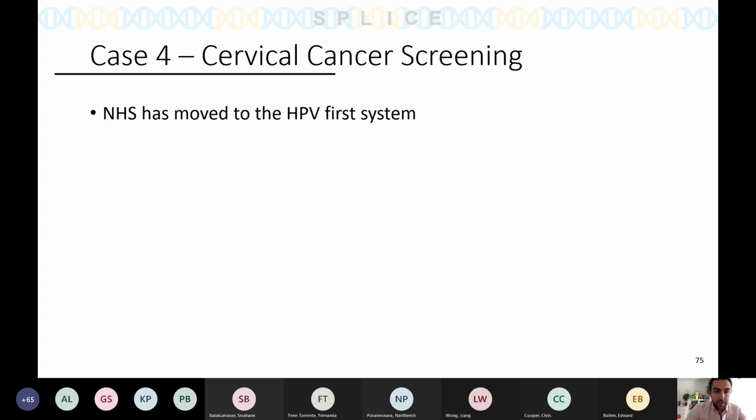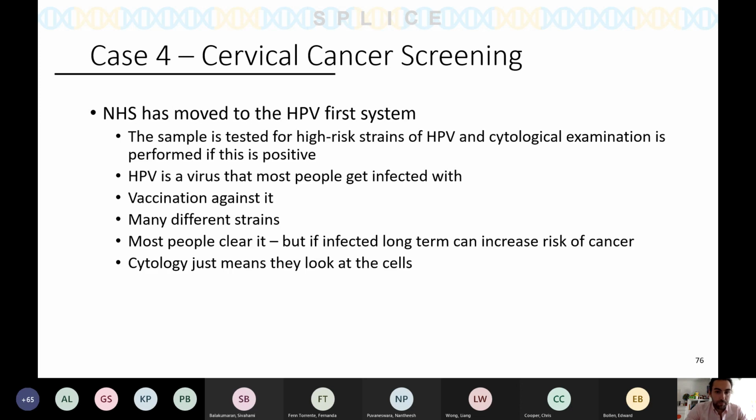So as far as I'm aware, the NHS has moved to this HPV first system. So this is something that you could potentially explain to a patient.